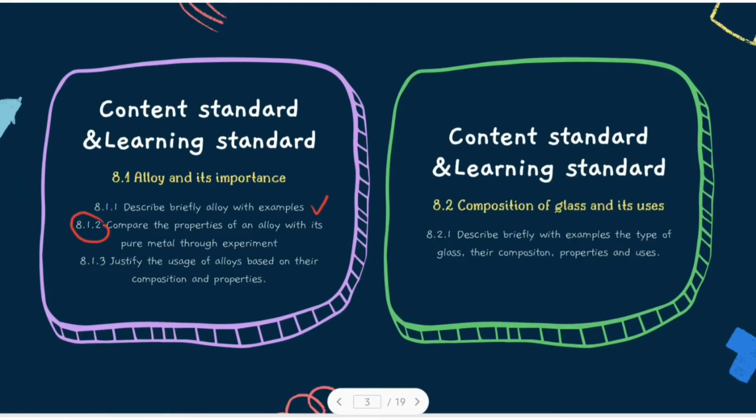Okay, so what we will learn in 8.1, alloy and its importance. First, we will describe briefly alloy with example. 8.1.2, compare the properties of an alloy with its pure metal through experiment. And 8.1.3, justify the usage of alloy based on their composition and properties.